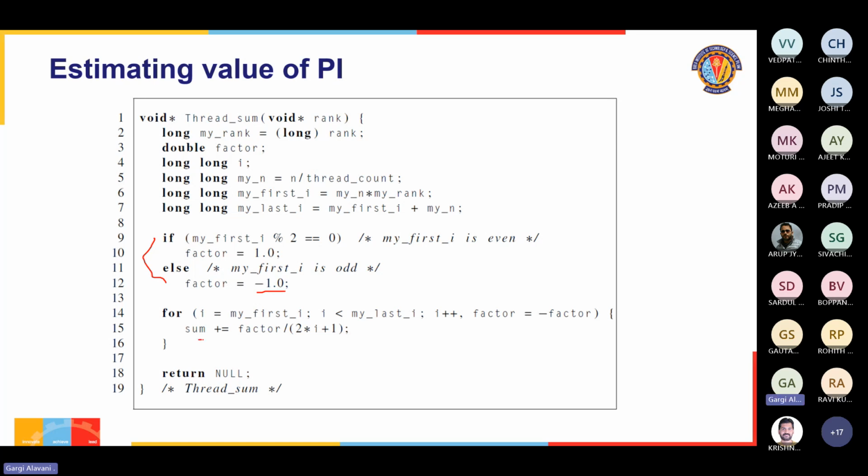Then the critical section part, where you start with your first i and continue till your last i. You keep incrementing the count that you are doing, and keep switching the factor between positive and negative. Then you add this factor to your sum. Is this clear? Any doubts here?